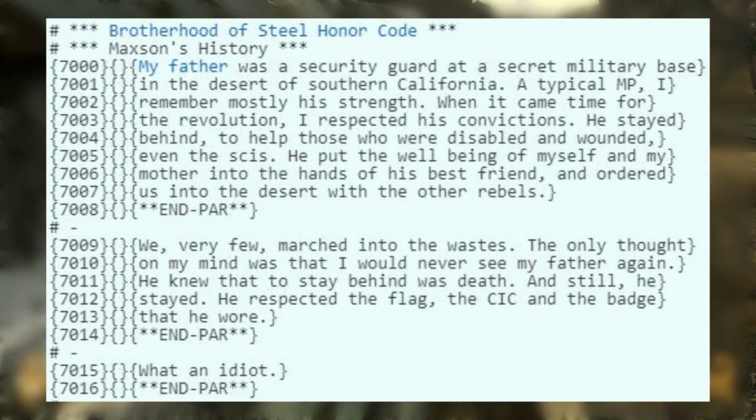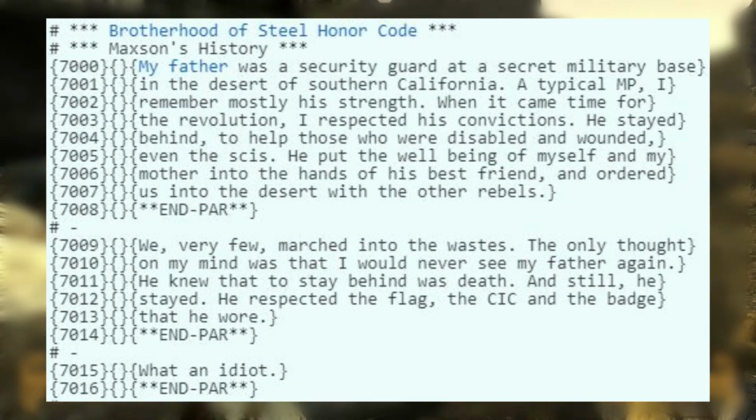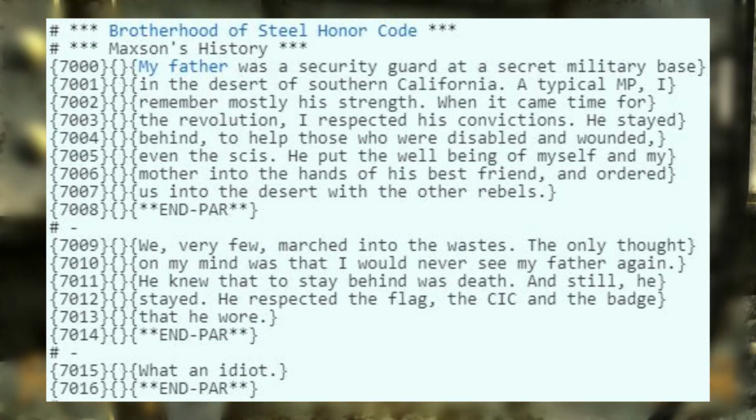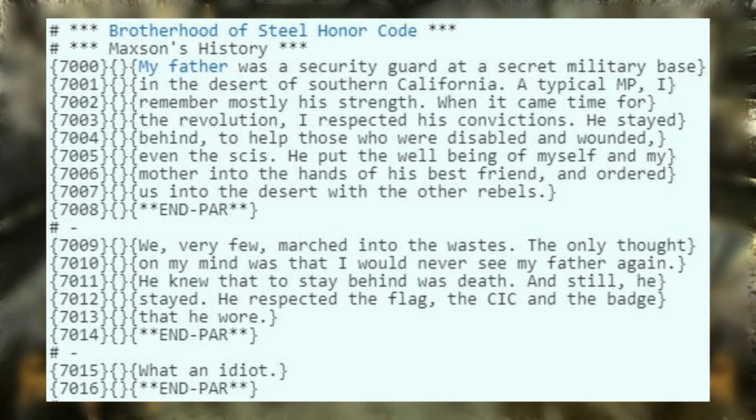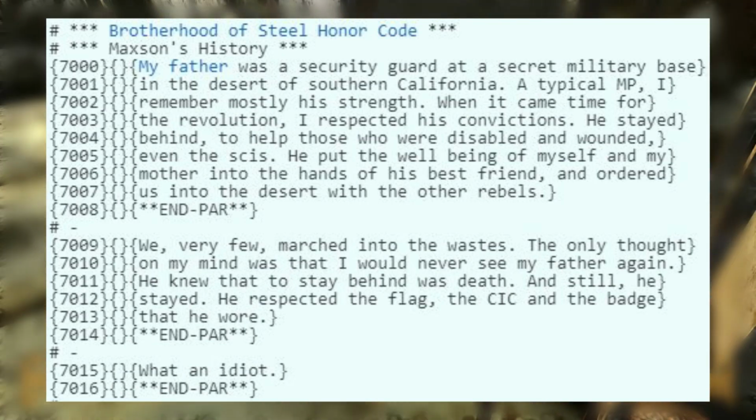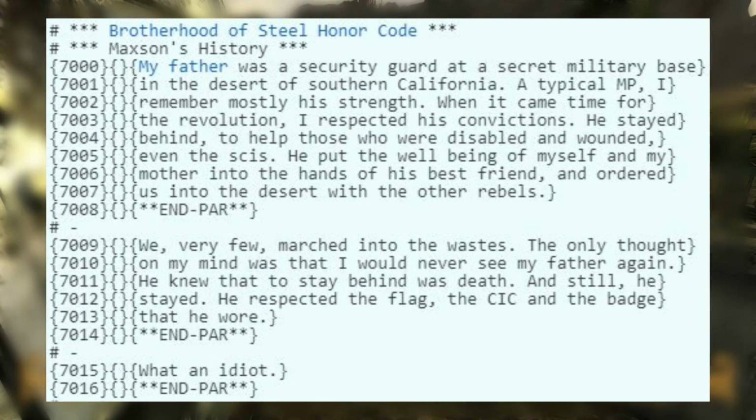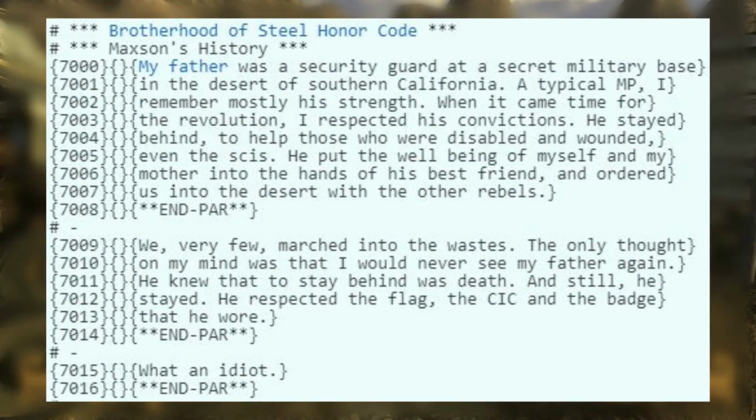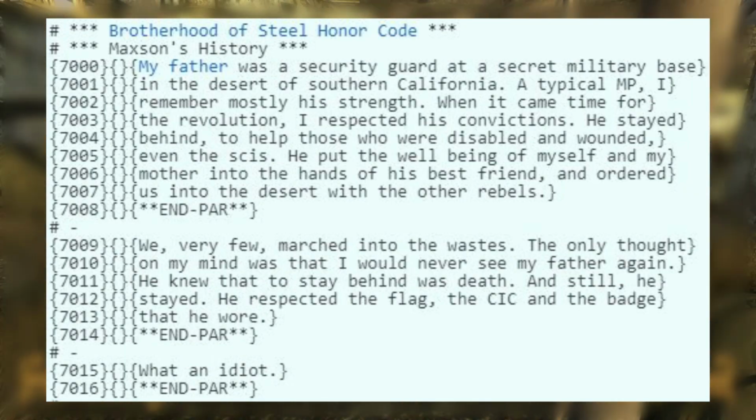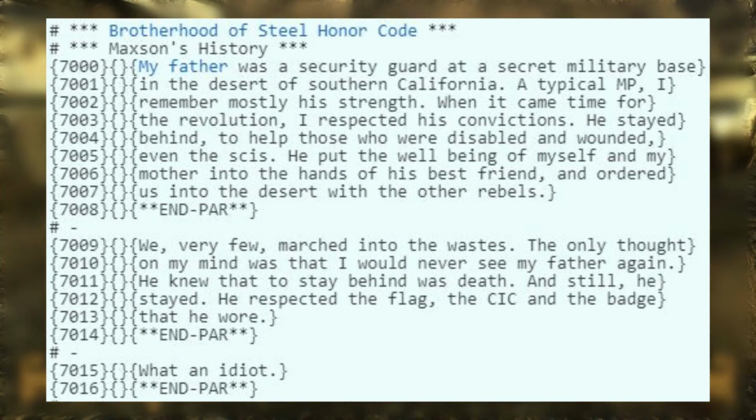Brotherhood of Steel Honor Code, Maxon's History. My father was a security guard at a secret military base in the desert of Southern California. A typical MP, I remember mostly his strength. When it came time for the revolution, I respected his convictions. He stayed behind to help those who were disabled and wounded, even the sick. He put the well-being of myself and my mother into the hands of his best friend and ordered us into the desert with the other rebels.